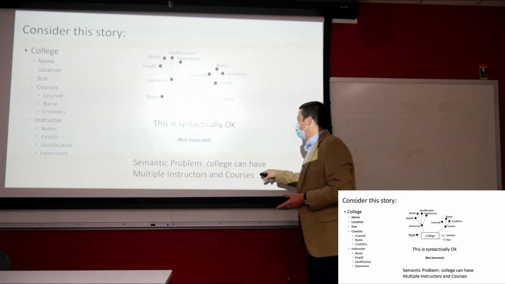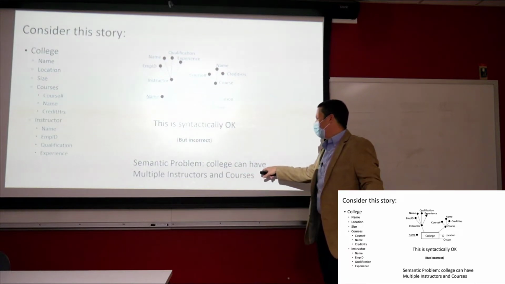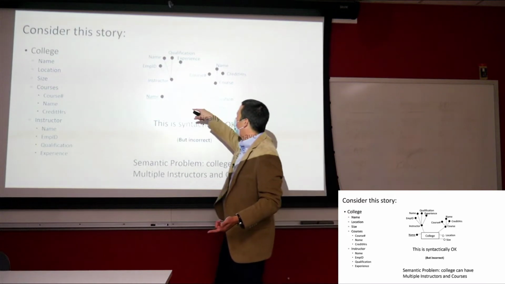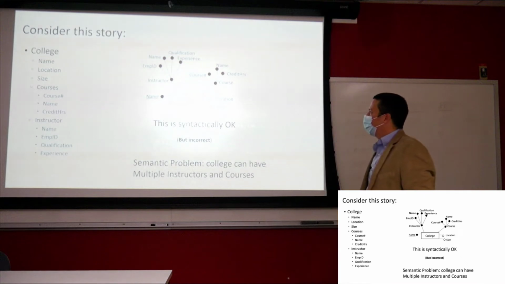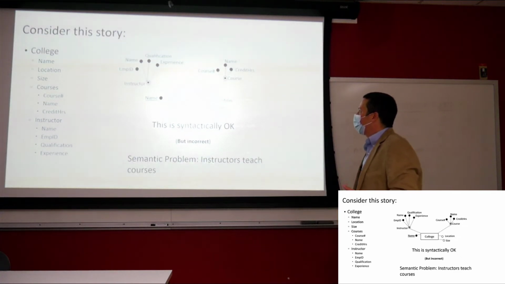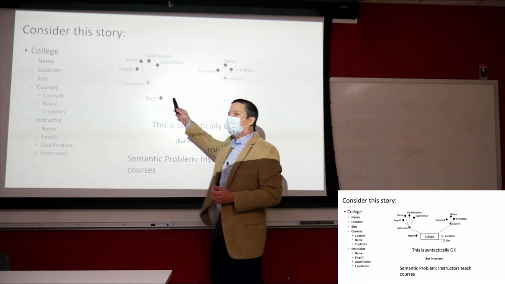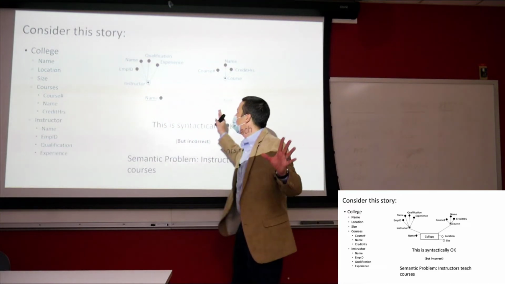But we have a semantic problem here because it did say colleges can have multiple instructors and courses, and currently we can only have one value for instructor and course. So we could fix this semantic problem by just simply making instructor and course multi-value attributes. Okay, we fixed that semantic problem.